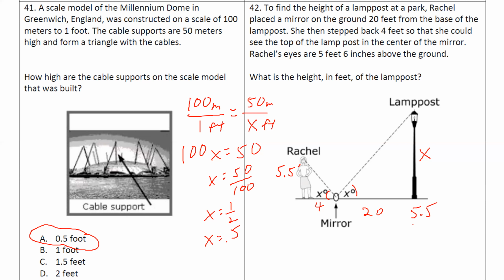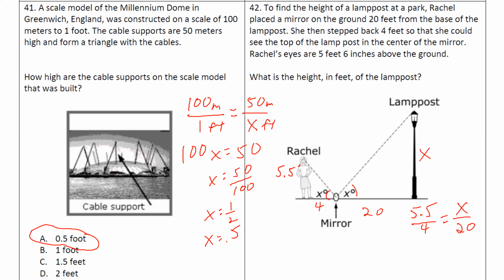All right, we can start there, 5.5 over 4. Now we have to make sure, so these both came from the side that Rachel was on, and we had her height over the distance from the mirror. So we have to make sure we follow that same pattern for the lamppost now on this side. The height of the lamppost over the distance of the mirror. So what are those two pieces? X over 20. All right, so something like that would work.